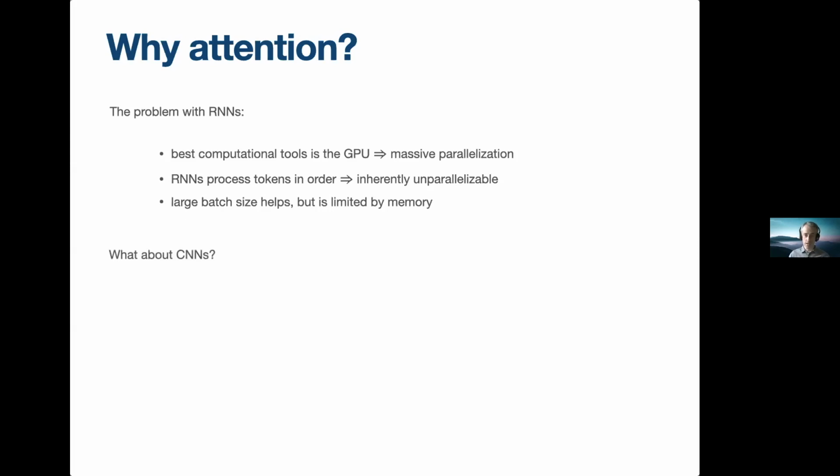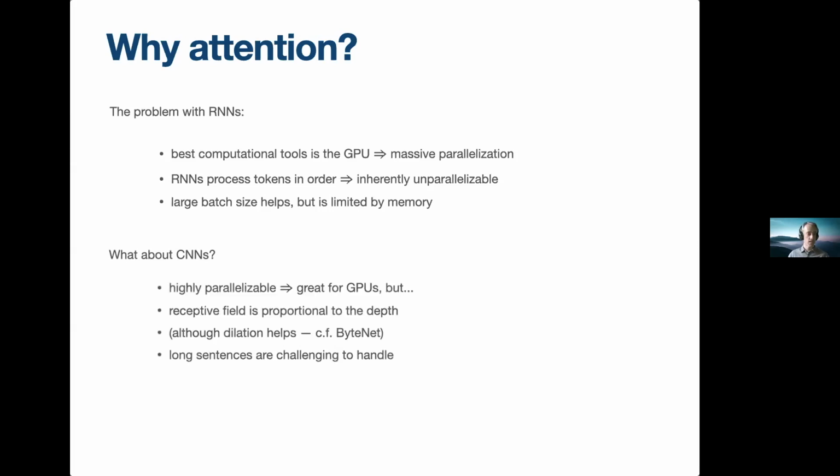What are some alternatives? Well, you have CNNs. CNNs are highly parallelizable. They are great for running on GPUs. What are some of the other strengths of CNNs? They're used in image processing and sound processing. And one of their great strengths is their localization.